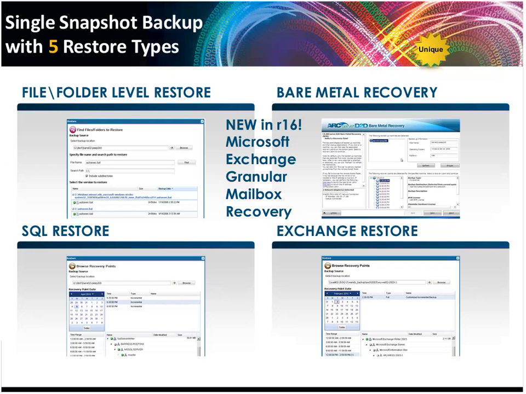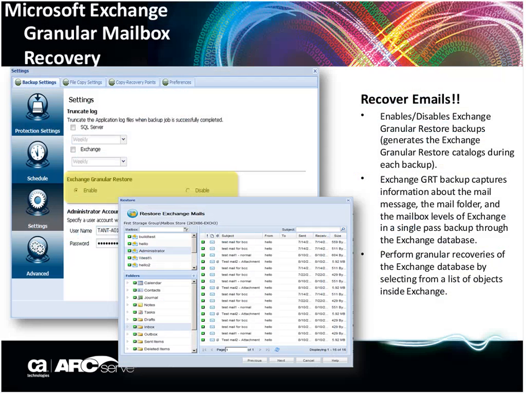And it can work in conjunction with ARCserve Backup to provide a different level of protection or a higher level of recovery point and recovery time objectives. So email, kind of the lifeblood of many organizations, this allows us to do a granular restoration and backup of the emails on a particular Exchange mailbox and perform granular recoveries of any of those particular databases by selecting from a list of objects inside Exchange.